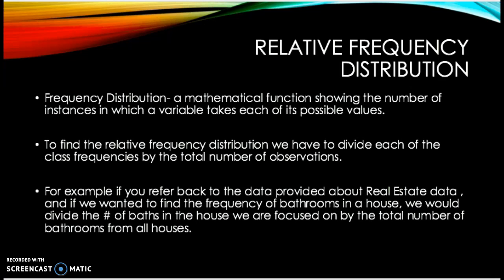Relative frequency distribution. Frequency distribution is defined as a mathematical function showing the number of instances in which a variable takes each of its possible values. To find the relative frequency distribution, we have to divide each of the class frequencies by the total number of observations. For example, if you refer back to the data provided about the real estate, and if we wanted to find the frequency of bathrooms in a house, we would divide the number of baths in the house we are focused on by the total number of bathrooms from all houses.